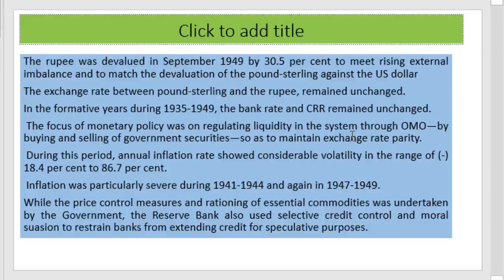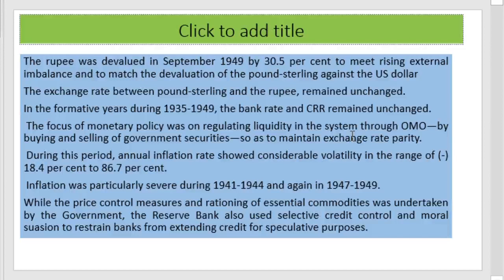The rupee was devalued in September 1949 by 30.5% to meet the rising external imbalances and to match the devaluation of the pound sterling against the US dollar. During this period, the exchange rate between the pound sterling and rupee remained unchanged. In the formative years during 1935 to 49, the bank rate and CRR remained unchanged. The focus of monetary policy was on regulating the liquidity system through open market operation.